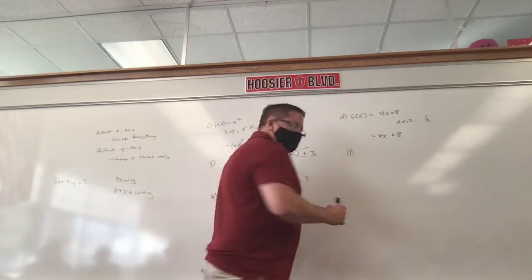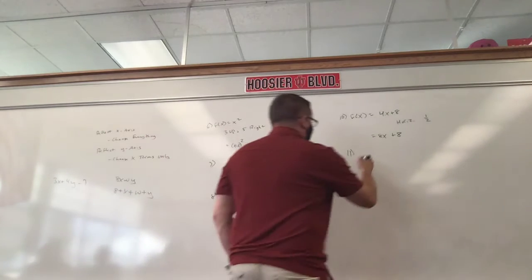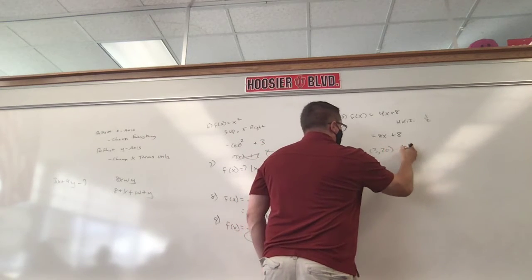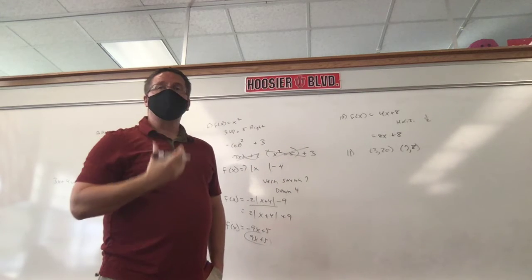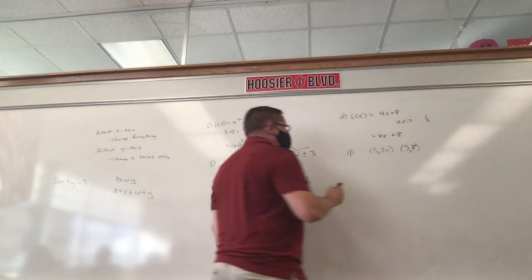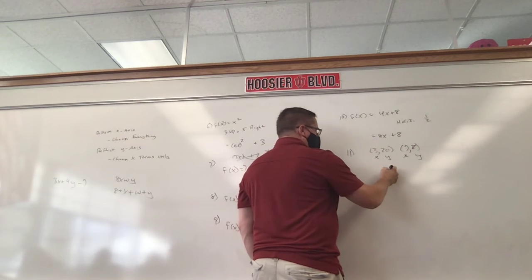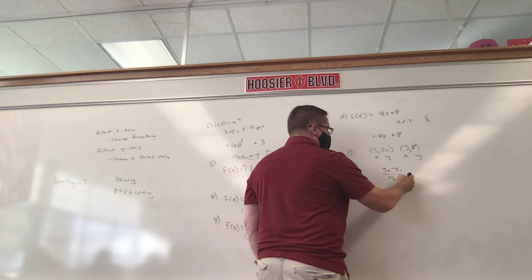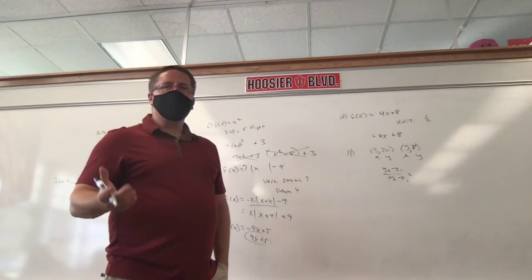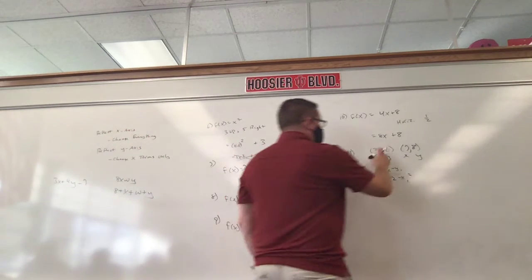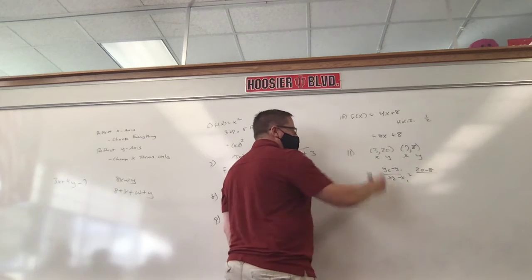So look at number 11. They give us the points (3, 20) and (7, 8). We need to find the equation of the line. The first thing we have to do is find the slope. Remember, to find the slope we take y sub 2 minus y sub 1 over x sub 2 minus x sub 1. My 2 y values are 20 and 8. I can do 20 minus 8 or 8 minus 20, it doesn't matter. I'm going to choose 20 minus 8. But if I choose 20 minus 8, I have to do 3 minus 7.